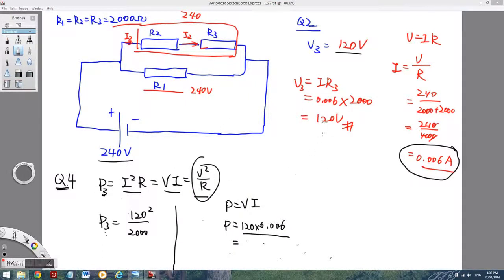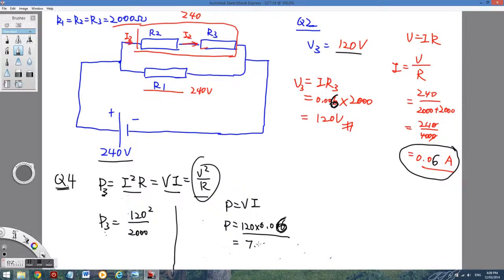Sorry, I think I made a mistake. I didn't use a calculator, so I made a mistake with the current. It should be 0.06. So the answer should be 7.2 watts, 7.2 joules per second. You should have 7.2 here.